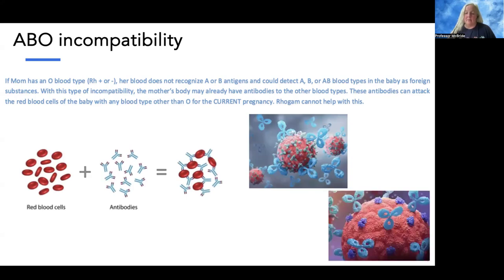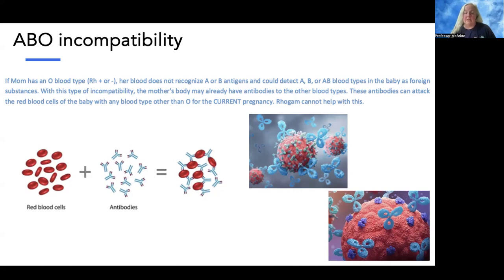If the little purple pieces are A or B antigens and these are the antibodies attacking them, they see it as foreign. If this happens, it breaks down the red blood cells and it puts the baby at risk of hyperbilirubinemia because the bilirubin is released with the breakdown of red blood cells.